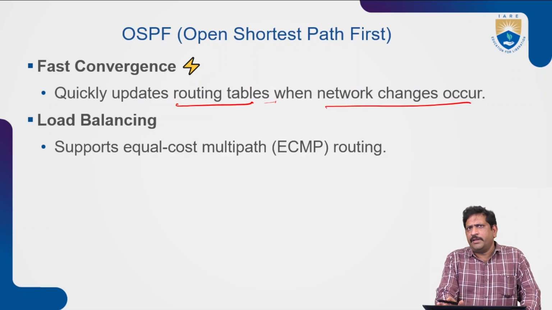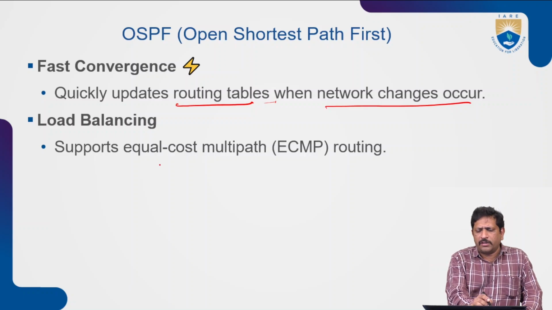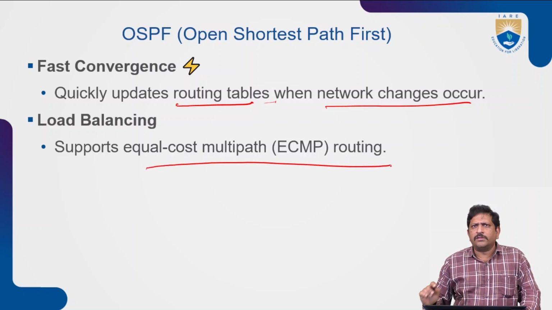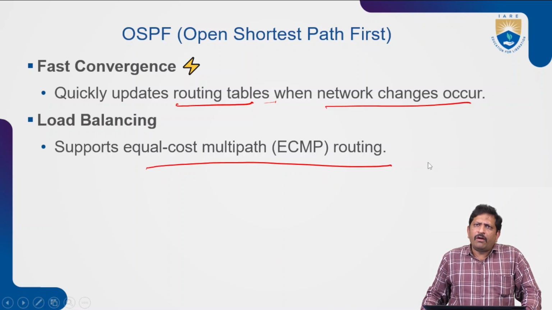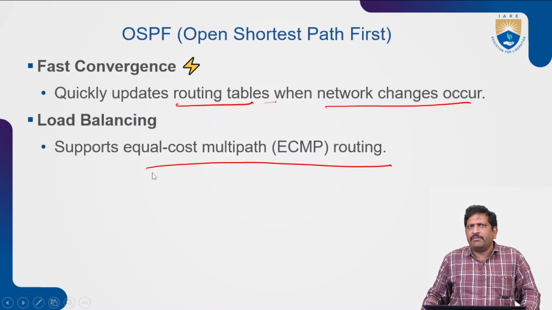Load balancing can also be done. That means load balancing which supports equal cost multipath routing. With equal cost multipath routing, based on the capability of the network, only that much data is transferred from one router to another router. Effectively, without congestion and without overloading, load balancing can be done with the help of this OSPF technique.